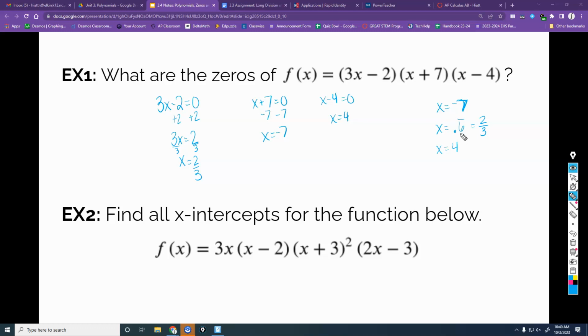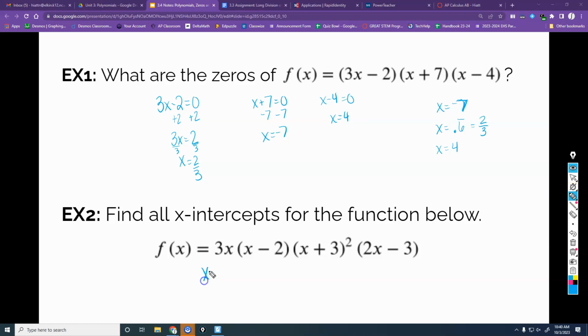Okay, everybody okay there? All right, so without graphing this, let's try to figure out this one, and then we'll go check it using Desmos.